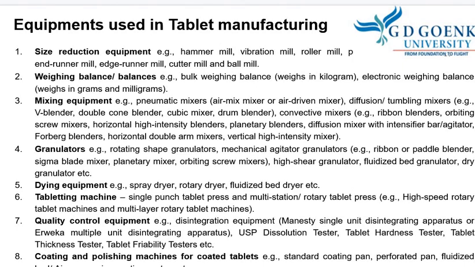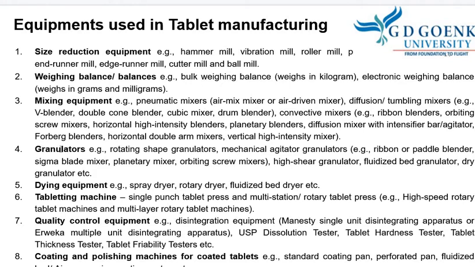The equipment used in tablet manufacture includes size reduction equipment. They are of various types: hammer mill, vibration mill, roller mill, end runner mill, edge runner mill, cutter mill, and ball mill. Weighing balances, for example, a bulk weighing balance which weighs in kilograms, or electronic weighing balances which weigh in grams or milligrams.